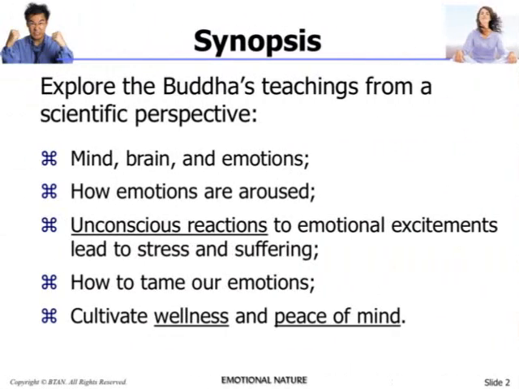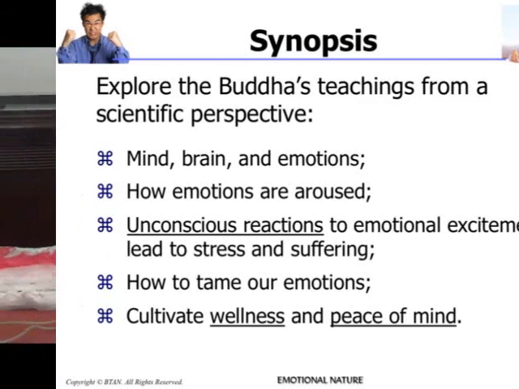So today we're going to explore the Buddha's teaching from a scientific perspective. We'll take a basic look at what is mind, what is brain, what is emotions, and how emotions are aroused. Then taking a look at our unconscious reactions to emotional excitements that lead to stress, suffering, anxiety, insecurity, and so on. And how we can tame our emotions and finally cultivate wellness and peace of mind so that we can have a more peaceful and happier life.